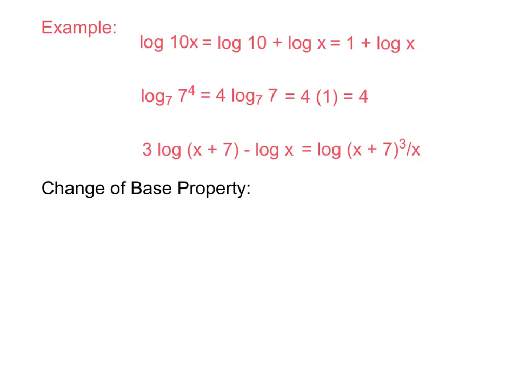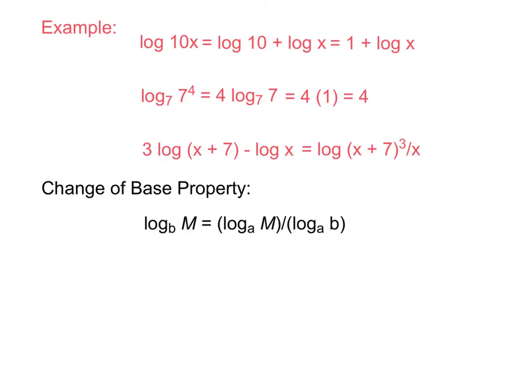Finally, we have one last property, and that is the change of base property. This property enables you to calculate the log of something to a random base. Your calculators only have log base 10 and log base e, or common and natural logs. This property will enable you to calculate the log to any base.